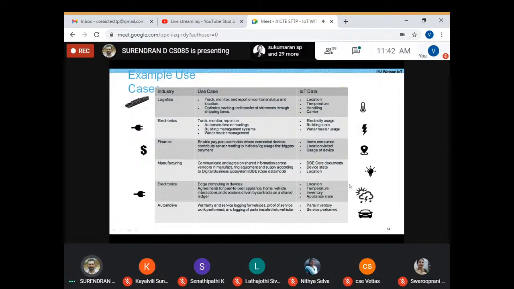Now, the next industry is the electronics industry. You need to talk again about the location, temperature, inventory, and operational state. Here is a new technique we call edge computing. Here, agreements for peer-to-peer appliance, home, vehicle. Now we have connected cars, etc. We've been talking about one car communicating with another car. So all these things fall under this category: agreements for peer-to-peer appliance, home, and vehicle interactions, and decisions driven by contracts on a shared ledger. So here you have blockchain integrated with IoT.